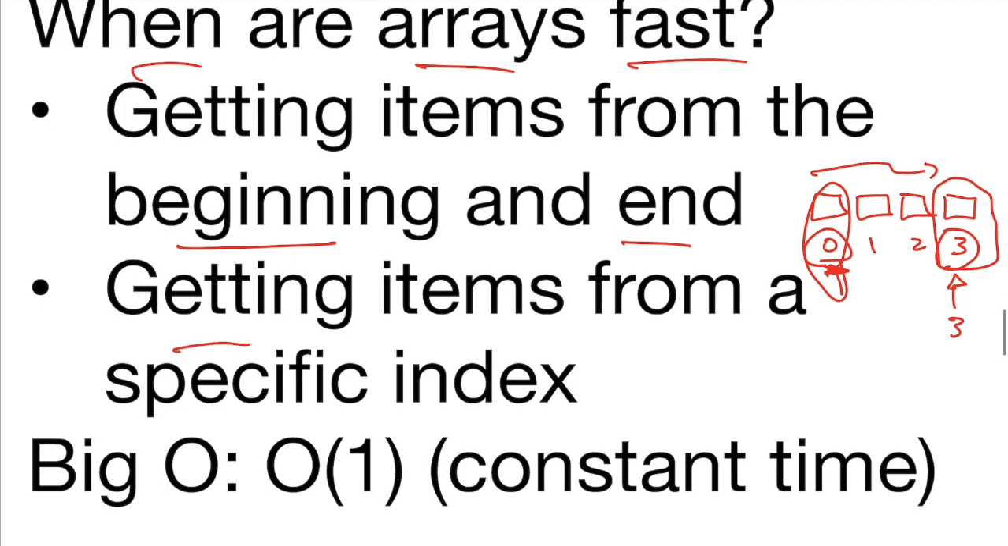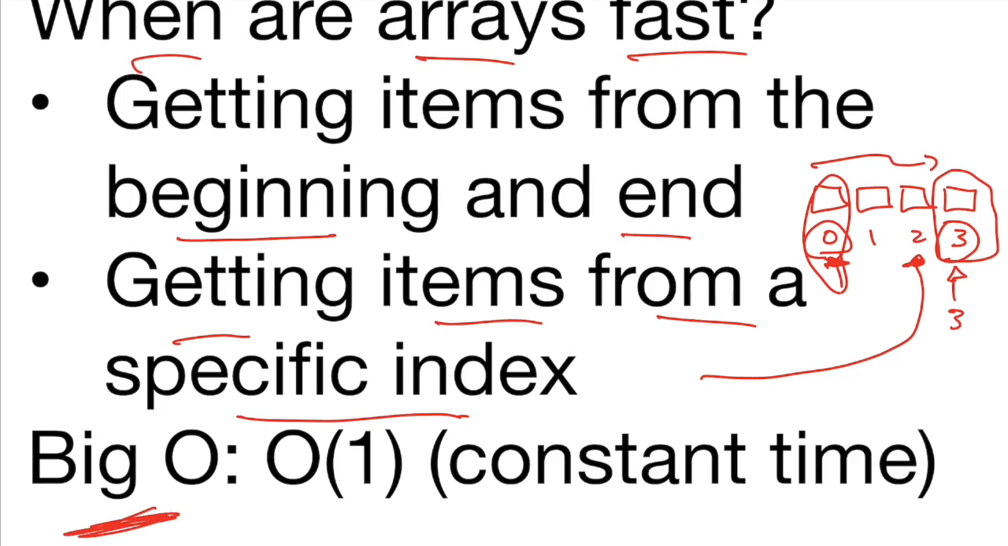And also when we're getting an element from a specific index, let's say we know the data we want to get is at index 2, we can retrieve that very quickly. Here I've written big O, which stands for big O notation, a way that programmers figure out how long an algorithm or an operation on a data structure can take. These operations are O of 1, or constant time, which is the fastest operation you can do. It's always the same amount of time. So that's where arrays really shine.